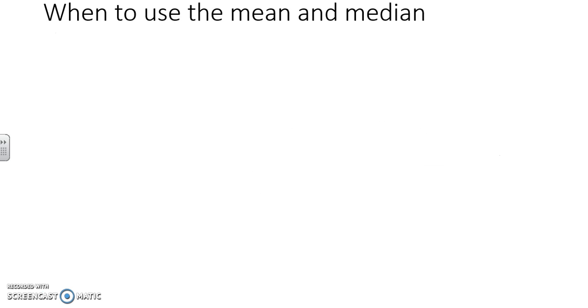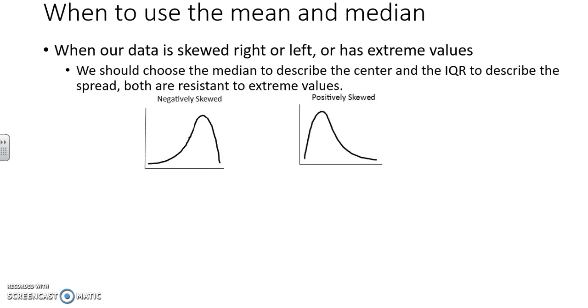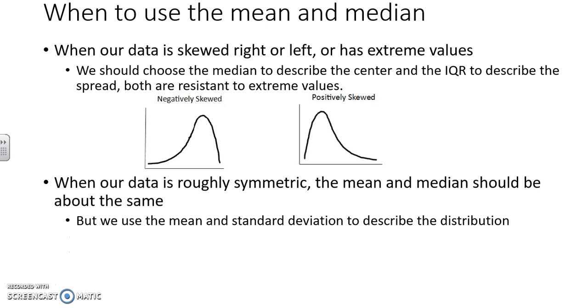So here's a brief summary of when to use the mean and median. When our data is skewed right or left, or has extreme values, we should choose the median to describe the center and the IQR to describe the spread. Both are resistant to extreme values. Remember, median and IQR always go together. If you're using your median, it is inappropriate to use your standard deviation. Now, if our data is roughly symmetric, the mean and median should be about the same, but we're going to use the mean and standard deviation to describe the distribution.